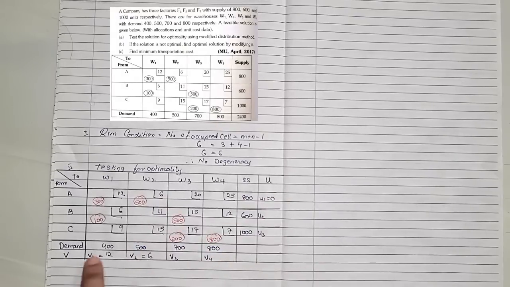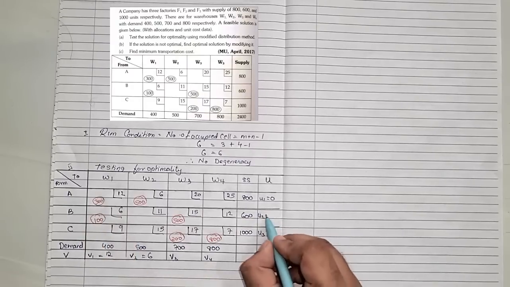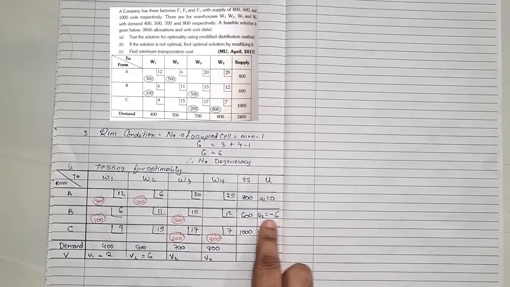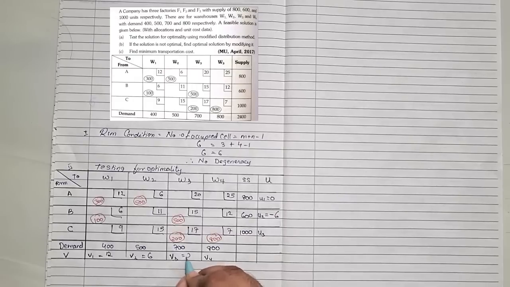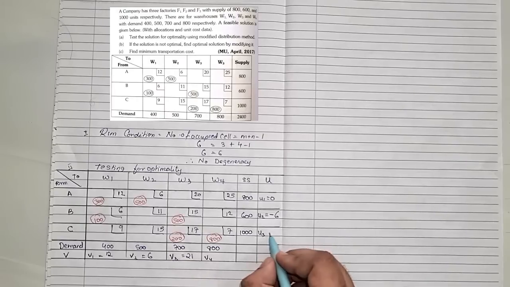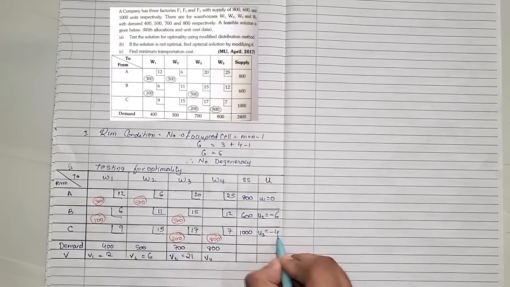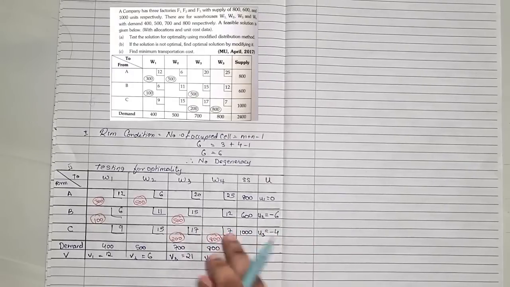Now with the help of V1 I can find U2. So 6 minus 12 is negative 6. Now with the help of U2 I can find V3. So 15 minus negative 6 is 21. And with the help of V3, I can find U3: 17 minus 21 is negative 4. And with the help of negative 4 I can find V4. 7 minus negative 4 is positive 11.